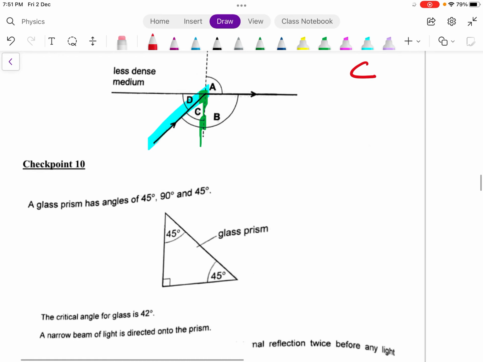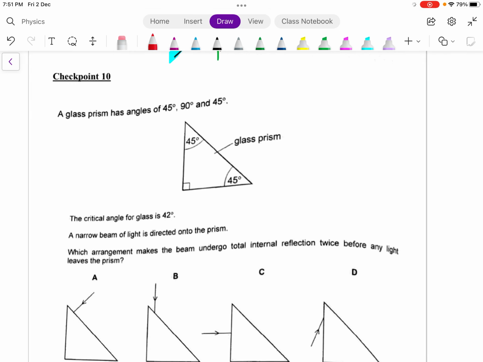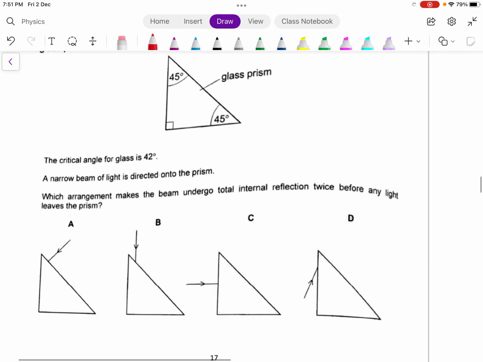Okay, checkpoint 10. This one is a bit challenging. We have a glass prism with angles 45, 90, and 45. So this is your isosceles triangle. The critical angle for glass is 42 degrees. A narrow beam is directed onto the prism. Which arrangement shows the beam undergoing TIR twice before any light leaves the prism?